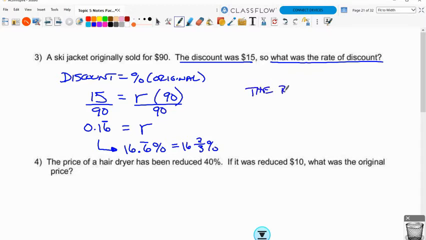We can say the rate of discount is 16 2/3%.